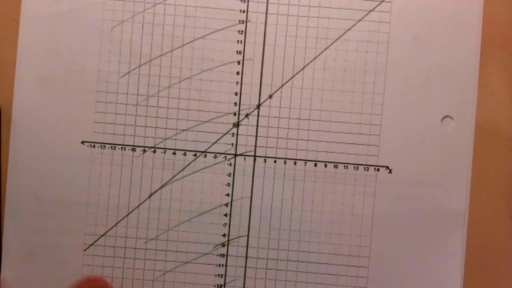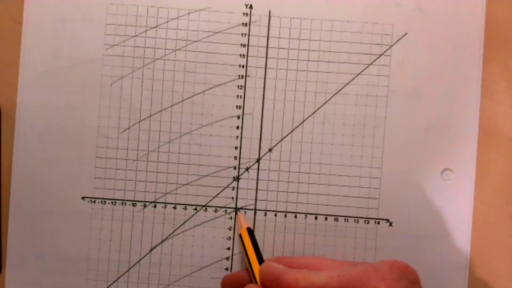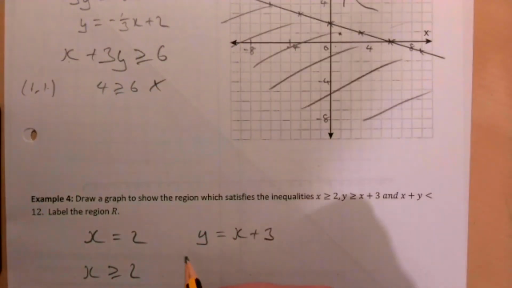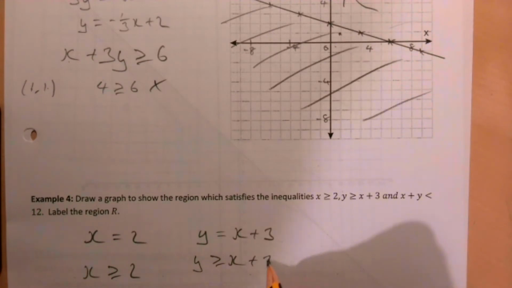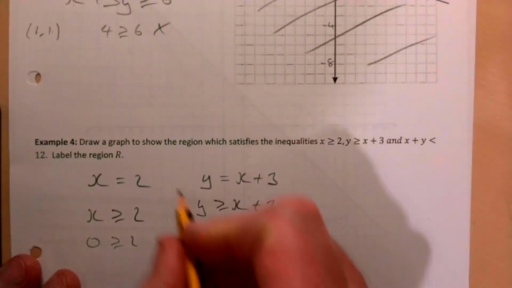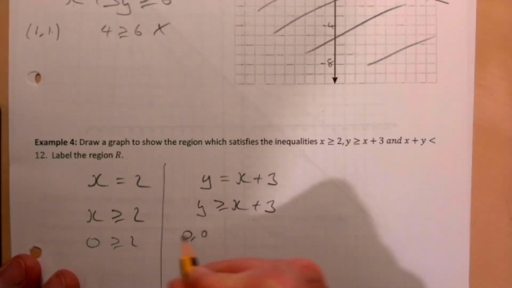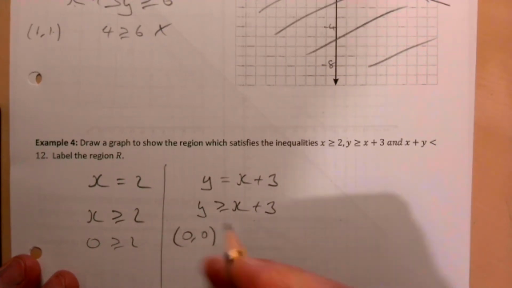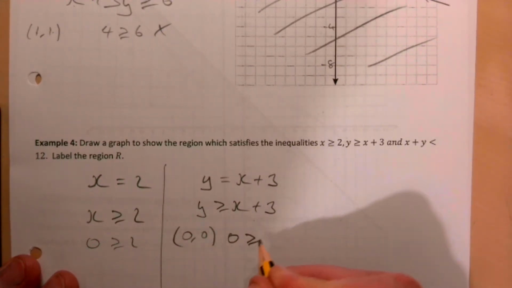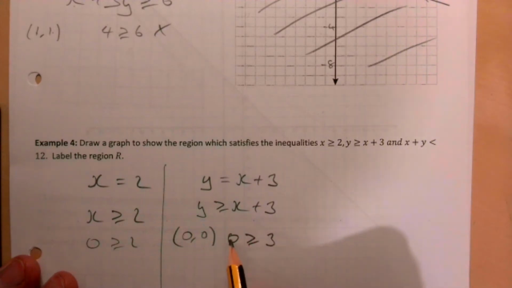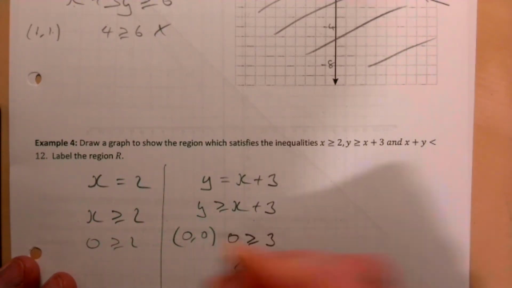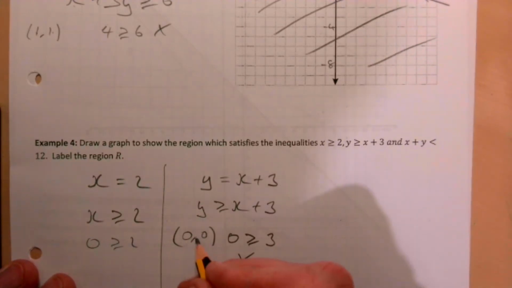So we want to pick a point that's not on the line. Plenty to choose from. I'm just going to go from 0, 0 then again. It couldn't be easier. So we're going to go y is greater than or equal to x plus 3. Pick a point not on the line. We are picking 0, 0. So y coordinate 0. Is 0 greater than or equal to 3? It is not. So the point 0, 0 is not in the right area.